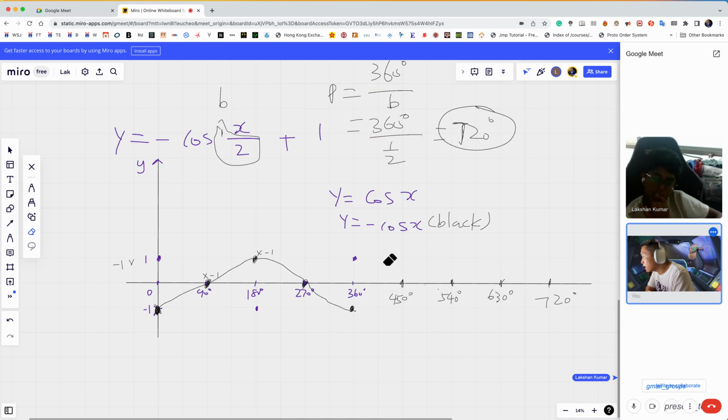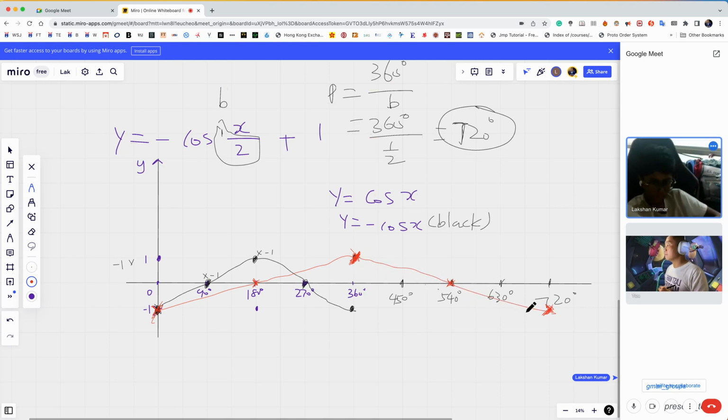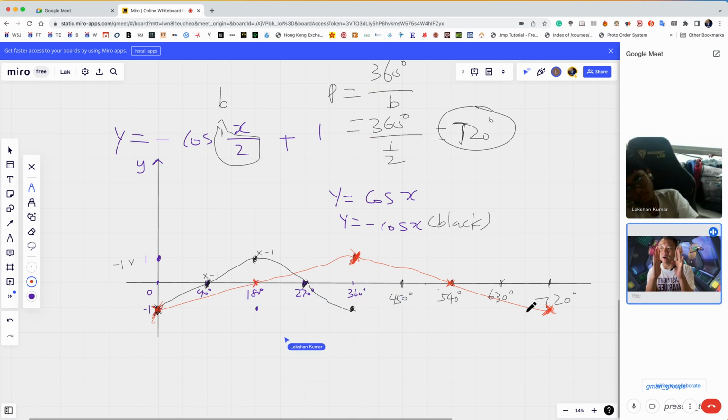So instead of 180, actually, I should hit here, and then I should hit here, and I should hit here. Then I should hit here. That's how you stretch to get one cycle in 720. If you imagine this is the standard, basic one, if 720 is the cycle, you need to stretch it. If 180 is the cycle, you need to squeeze it.